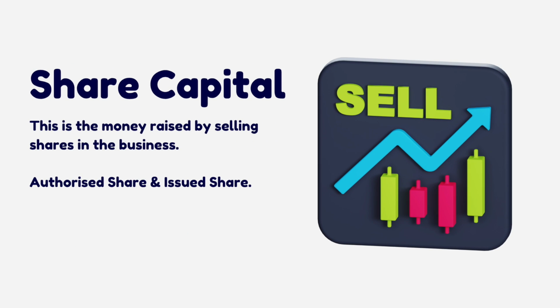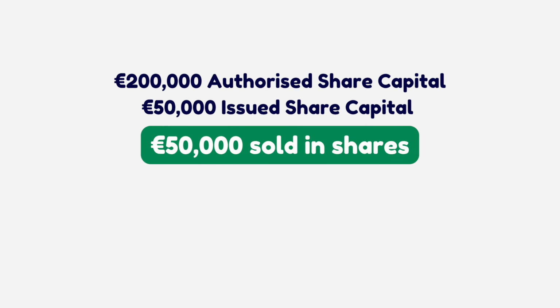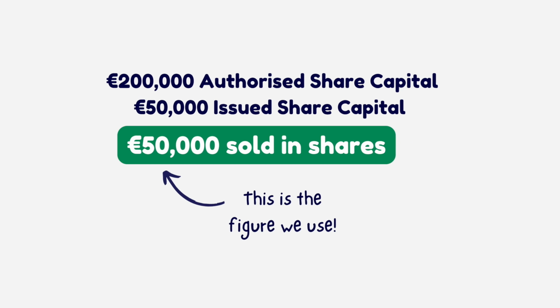Share capital. This is the money raised by selling shares in the business. The authorised share capital is the total amount the company can issue, and issued share capital is the amount that has been sold to shareholders. Example: if your sports store has an authorised share capital of 200,000 and issued share capital of 50,000 euro, this means that your store has only sold 50,000 euro in shares.